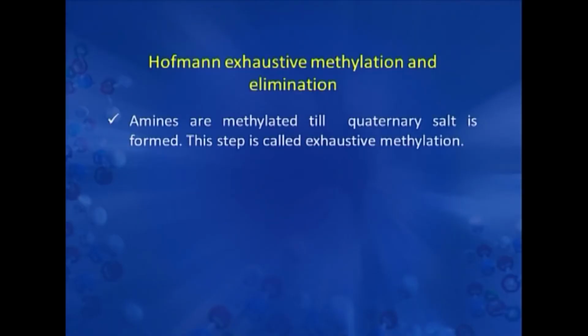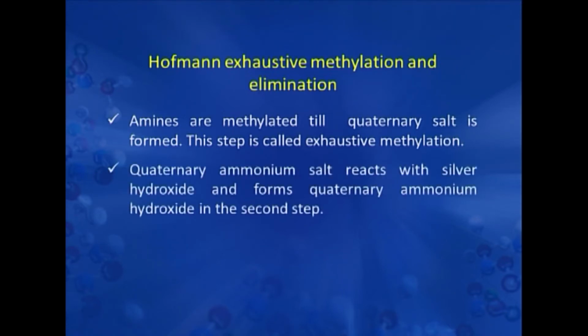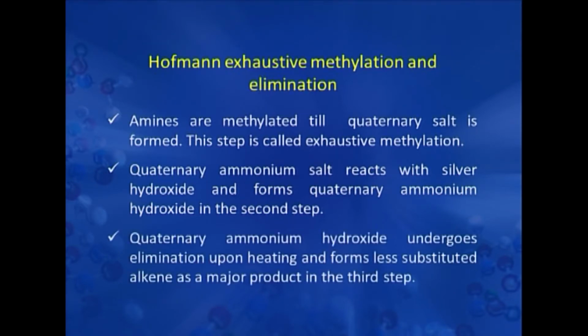Now, we will start with the Hofmann exhaustive methylation and elimination reactions. Amines are methylated till quaternary ammonium salt is formed. This step is called exhaustive methylation. Quaternary ammonium salts react with silver hydroxide and form quaternary ammonium hydroxide in the second step. And in the last step, quaternary ammonium hydroxide undergoes elimination upon heating and forms a less substituted alkene as a major product, and all the three steps of exhaustive methylation and elimination have been depicted here.